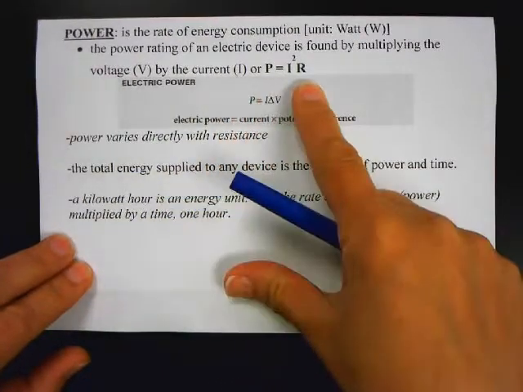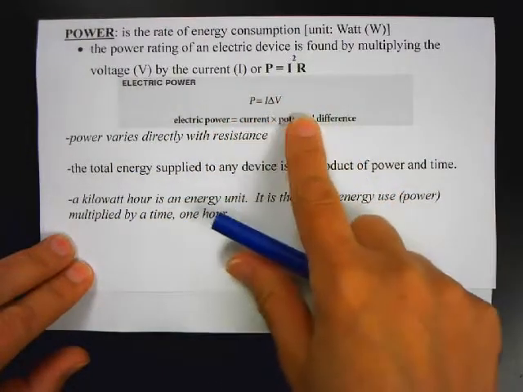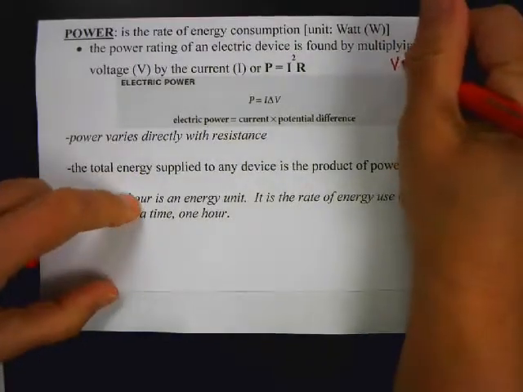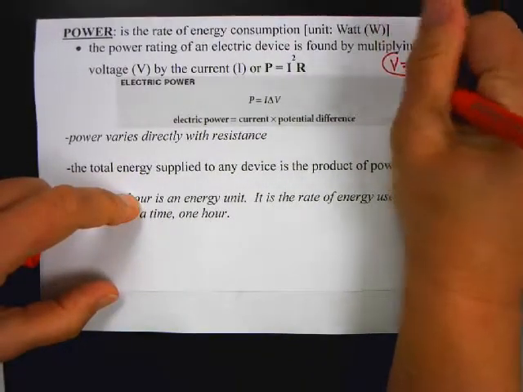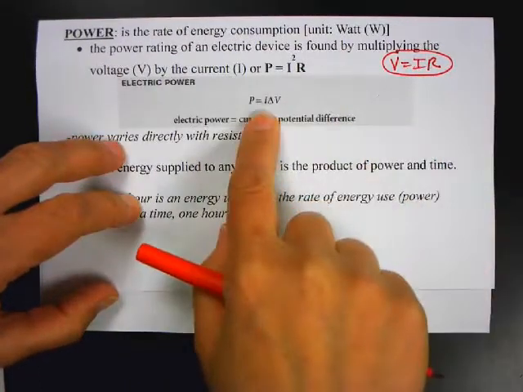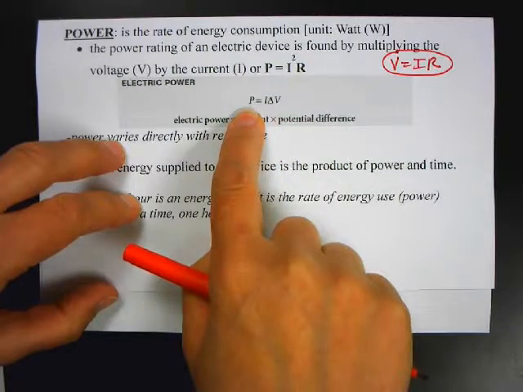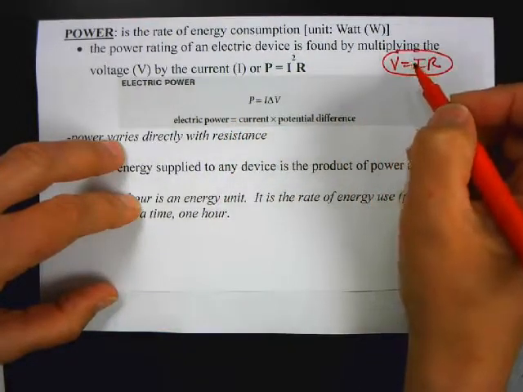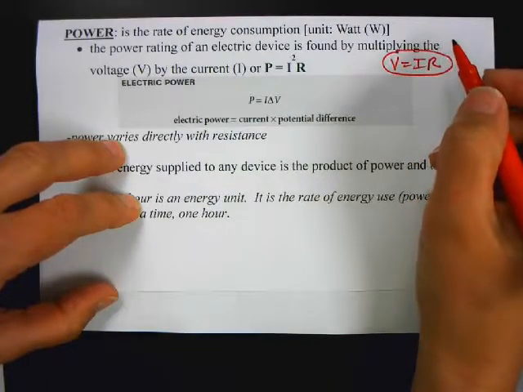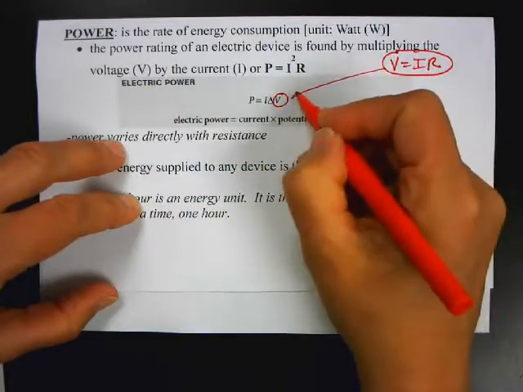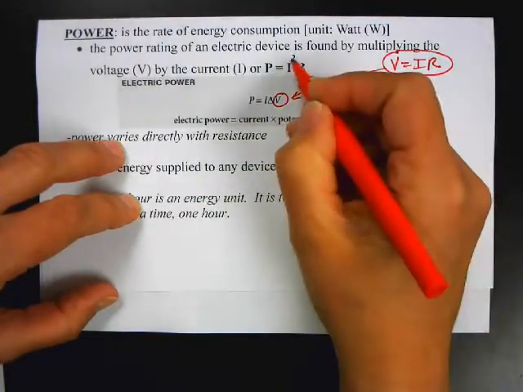So power is equal to I squared R. Power is also equal to IV. And this is because when we look at Ohm's law, it says V is equal to IR. That was Ohm's law. This was voltage is current times resistance. So what happens is, over here, let's say I have this equation for power. This is from your book, P is equal to IV. If I substituted in IR for the voltage, then I would get I squared R.